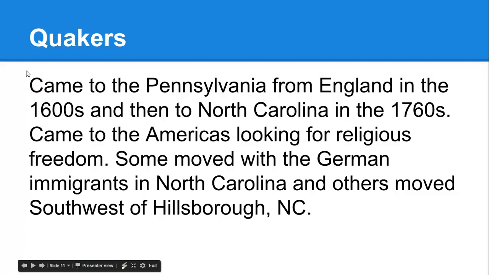Next group is the Quakers. They came from England. First, they came to Pennsylvania in the 1600s, and then they came to North Carolina in the 1760s. So for the Quakers, you're going to put 1760s for when they came to North Carolina, for the date settled. They came to the Americas looking for religious freedom.